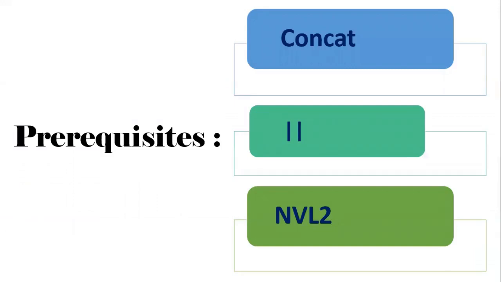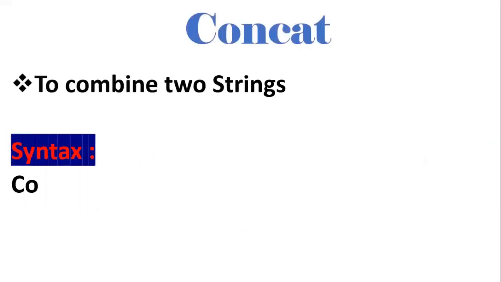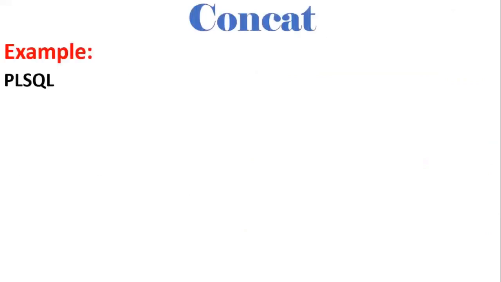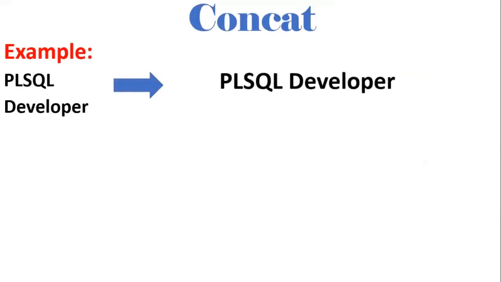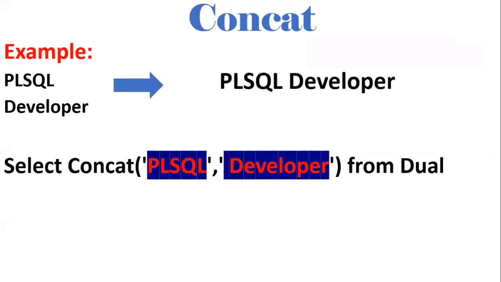Before going to the actual requirement, let us understand these concepts so that it would be easy to clear the requirement. First one is concat. It is used to combine two strings. This is the syntax for it: concat(string1, string2). PLSQL is one string and developer is the other string. So we need to combine those two strings as a single string, PLSQL developer. The syntax would be like this: select concat of the strings, and we need to put the strings in single quotes.